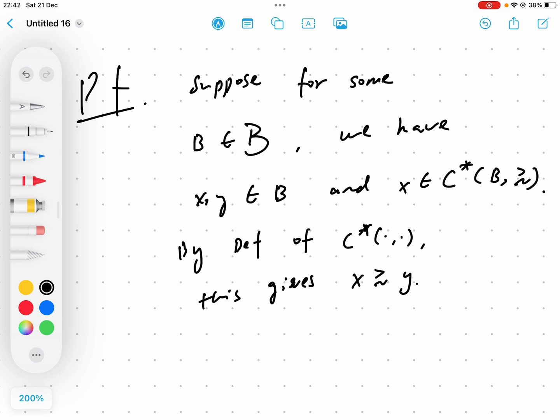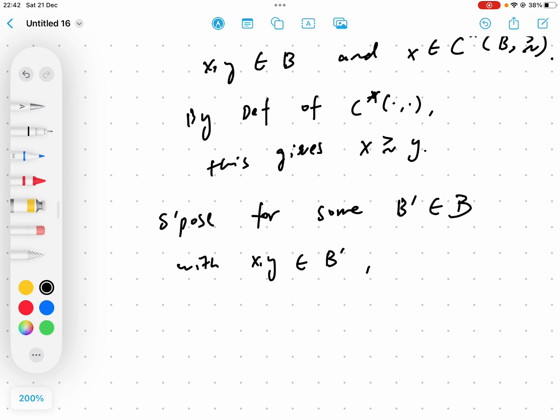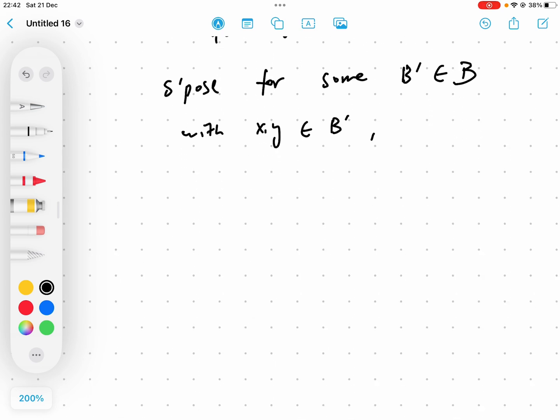Then we want to check whether the weak axiom, the WARP, holds. Suppose that for some B prime, another budget set, with x and y in B prime, let's suppose that y is chosen by C star here, under this rational preference relation.